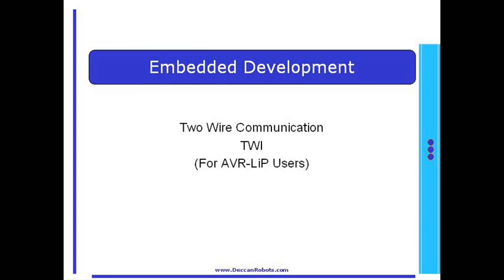The two-wire interface consists of two signal lines named SDA and SCL. SDA stands for serial data, whereas SCL stands for serial clock. In addition to this, a ground line is necessary to complete the circuit.